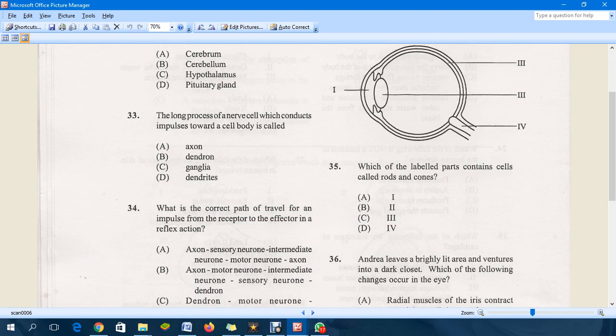Go down to 33. The long process of a nerve cell which conducts impulses toward a cell body is called a... that would be option B, right? Dendron. So that is the correct answer there, option B.